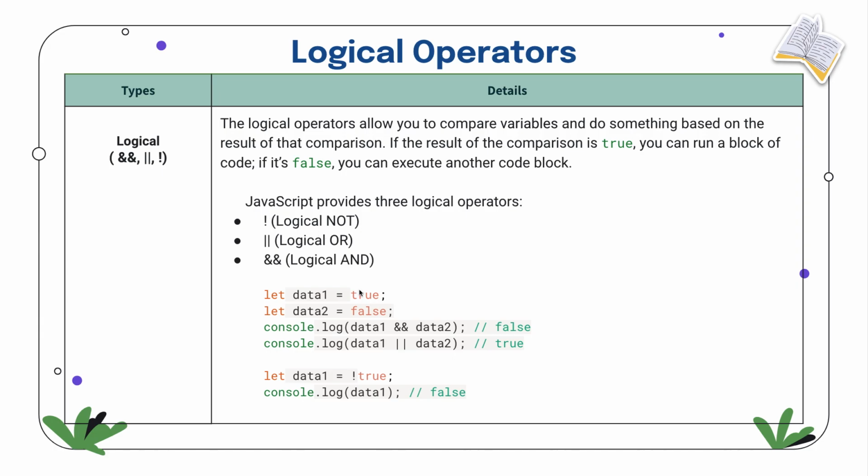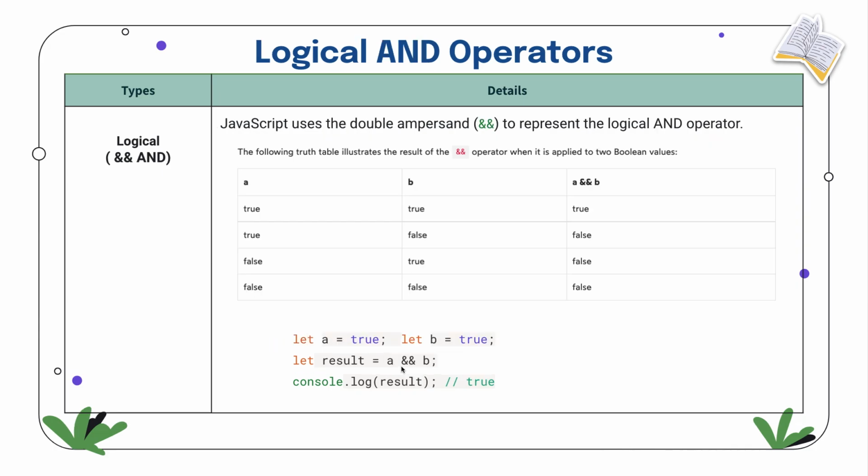Next, the exclamation mark, that is NOT. It is like the opposite of any value. Let's suppose data 1 is true and we apply the exclamation, that is NOT, it will always return false. If it is false, it will return true. Okay, so let's move on to the next slide, that is AND.